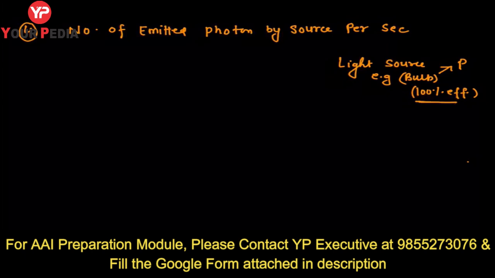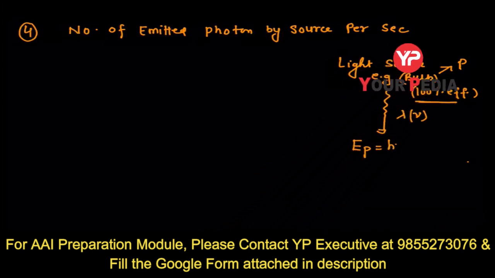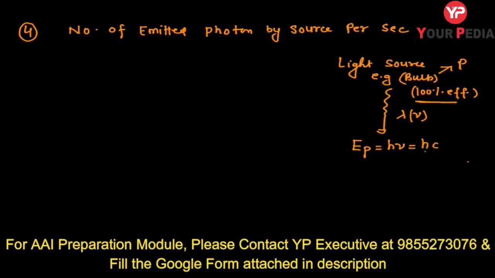Okay. Now, if this bulb is emitting light, definitely there will be some corresponding wavelength and frequency. If I assume the light emitted by this bulb has wavelength lambda or frequency nu, then what will be the photon energy in this emitted light, EP? That will be simply h nu, we can write in terms of wavelength as hc upon lambda. But our constraint is the number of photons emitted by the source per second. Fine. Now see student, you know the power of this bulb is P. We can write power as energy upon time.